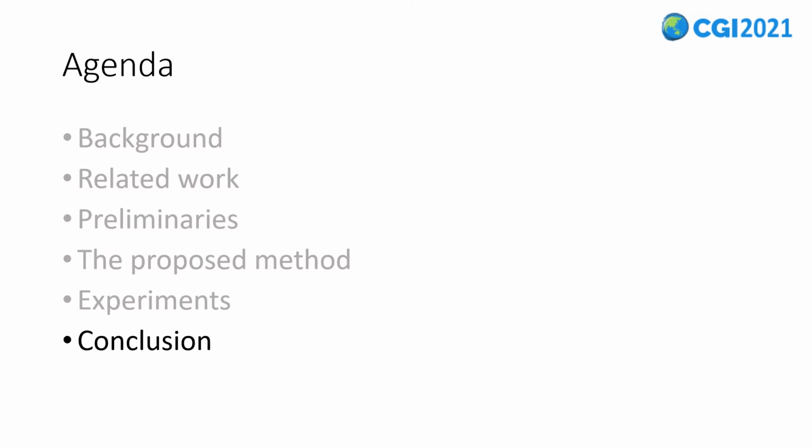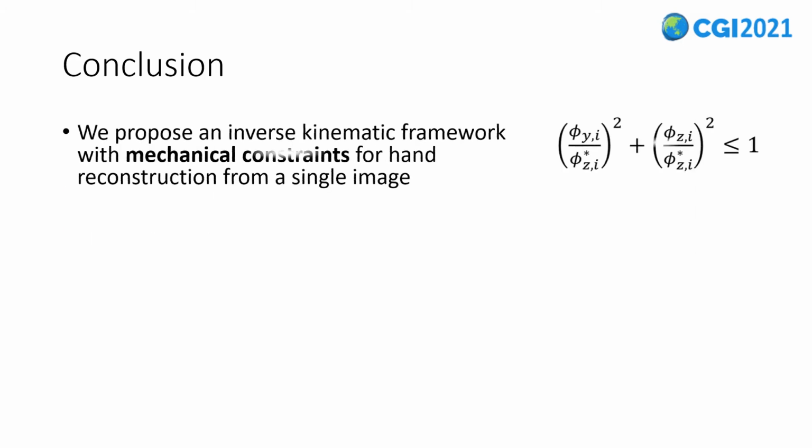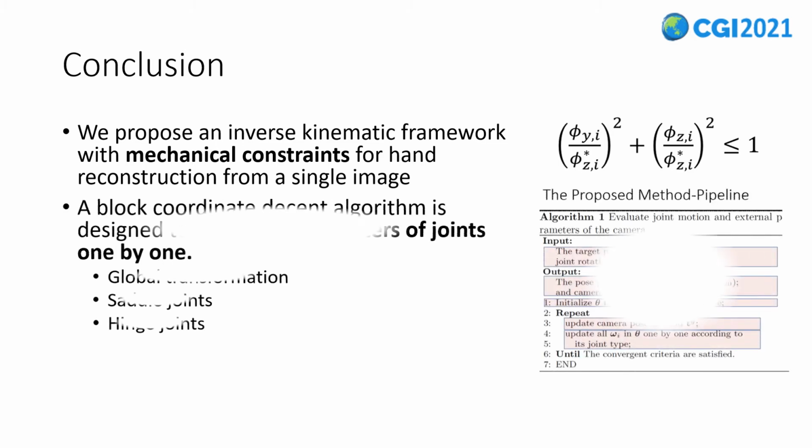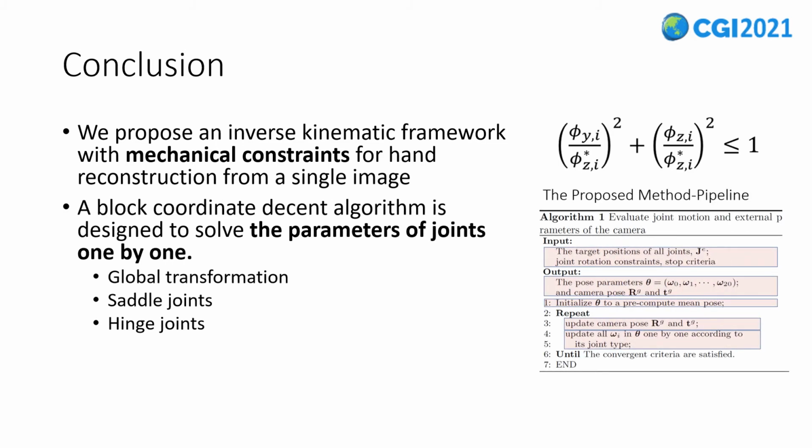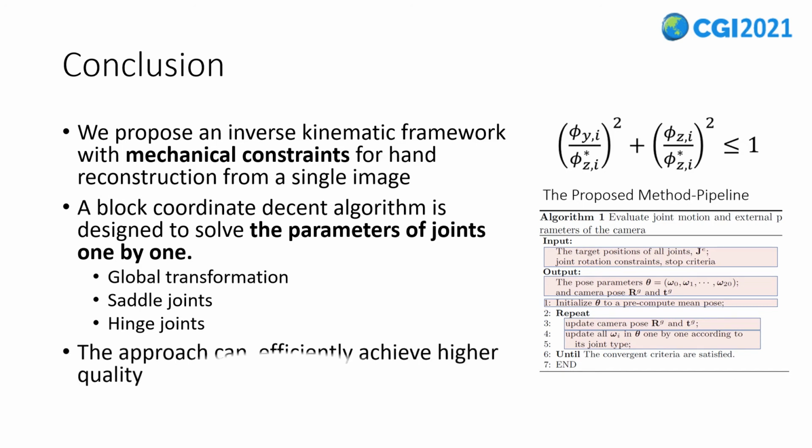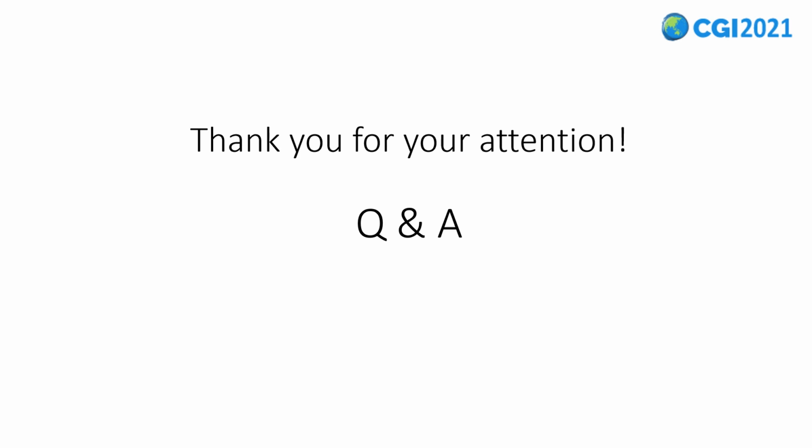Finally, we conclude our paper. We proposed an inverse kinematic framework with biomechanical constraints for hand reconstruction from a single image. A block coordinate descent algorithm is designed to solve the parameters of joints one by one, and our approach can efficiently achieve higher quality. Thanks for your attention.